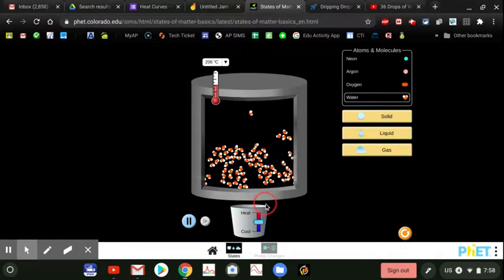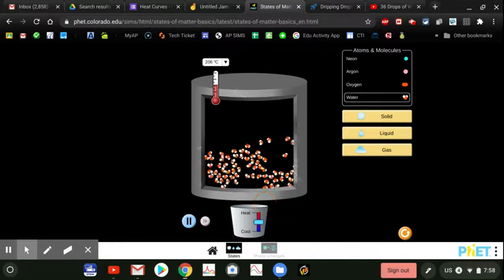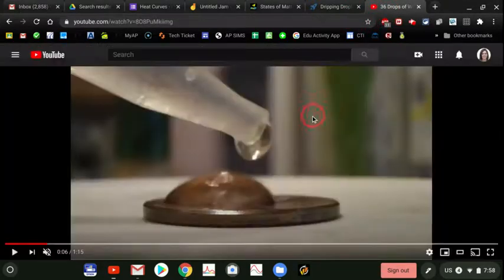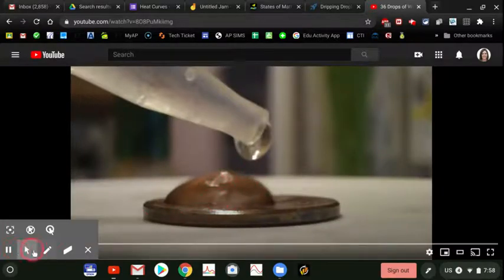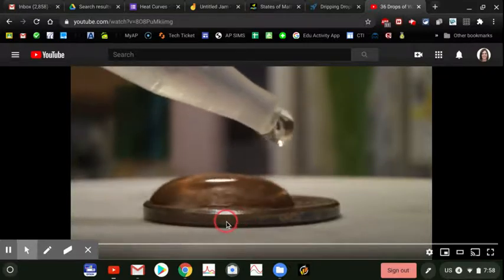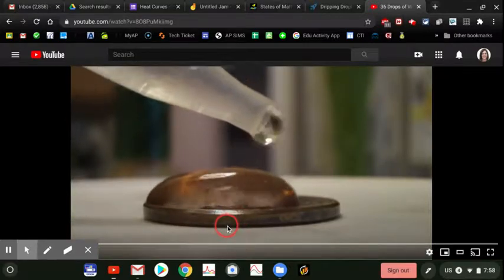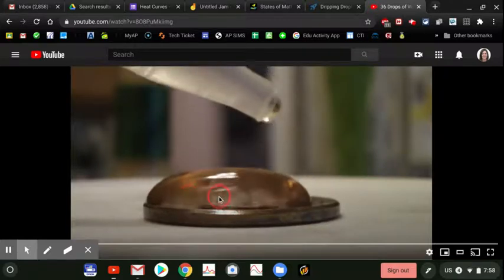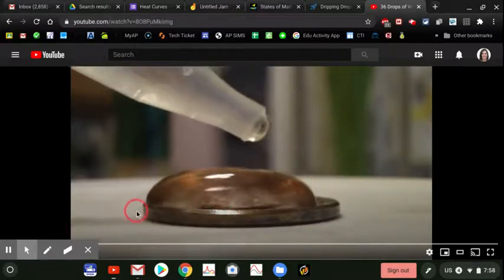Just to kind of prove to you that water molecules stick together, I thought this was a very good demonstration of it: surface tension of water, putting drops on a penny. You can see here, as this goes forward, you can really see it bead up. And these water molecules are sticking together so they don't roll off the side of the penny.